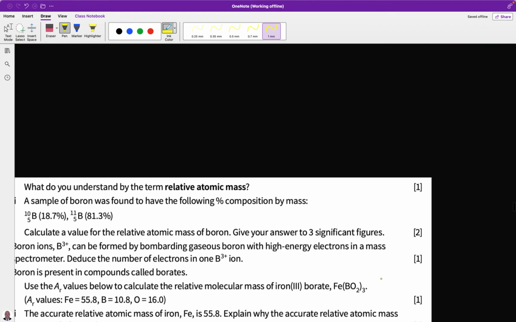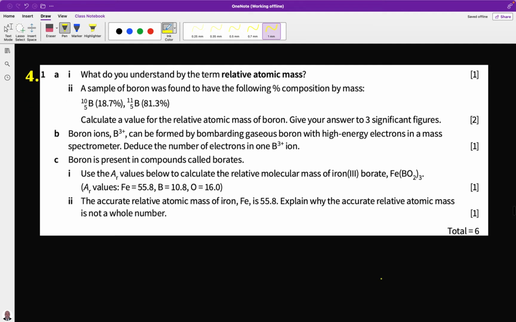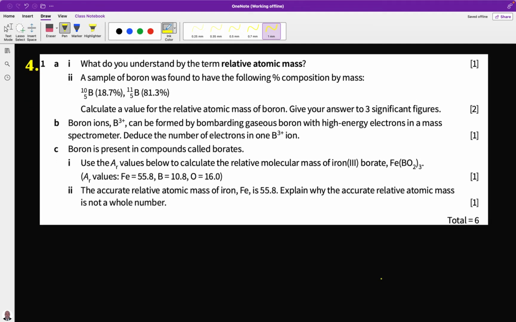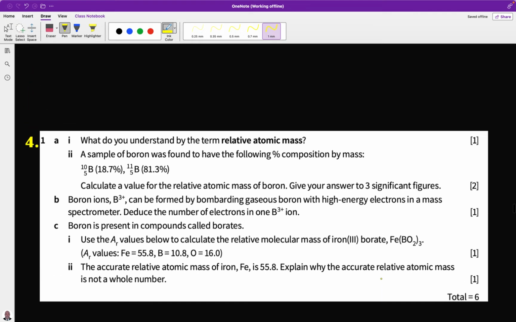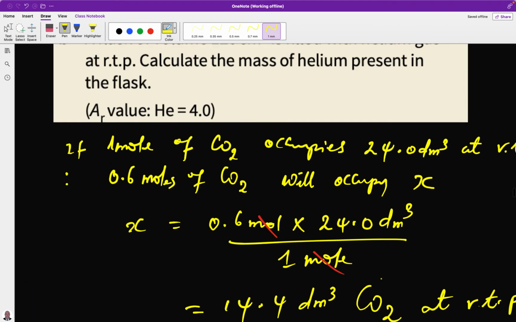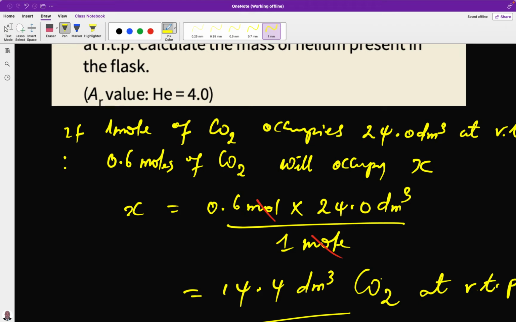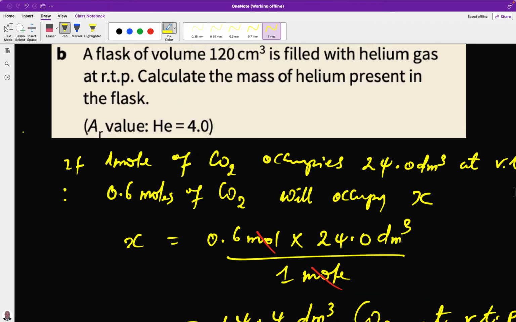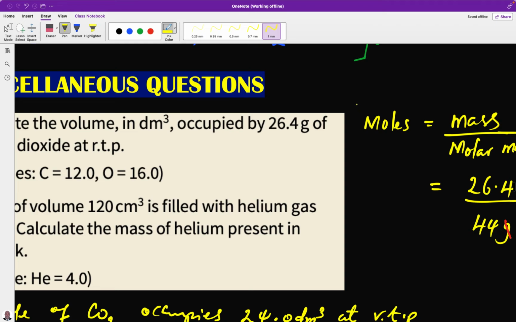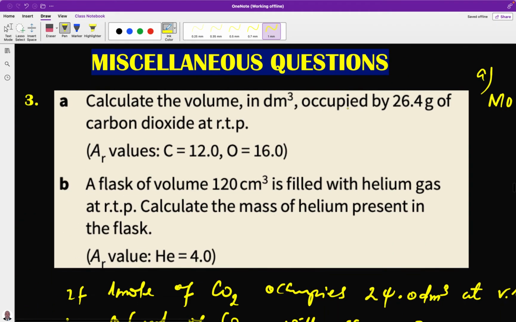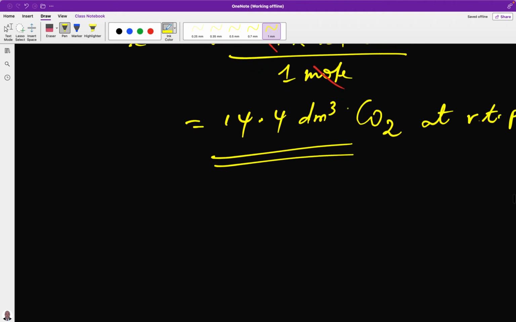It takes us to question number 4. It has to do with the mass spectrometer again, isotopic masses and relative abundances. Now, question number 4. No, we have not done the B part of it. Sorry, we have just done the A part that we started here. Then the B part of it is what we have to start here.